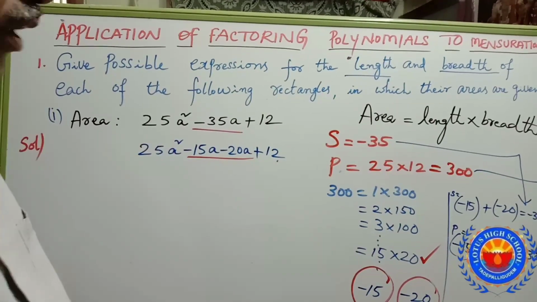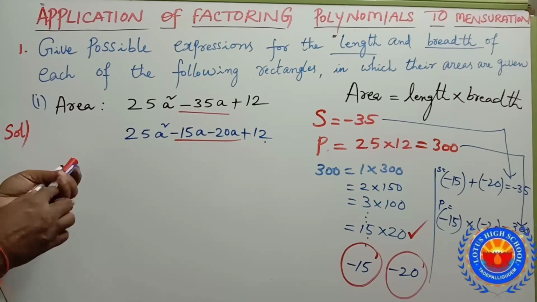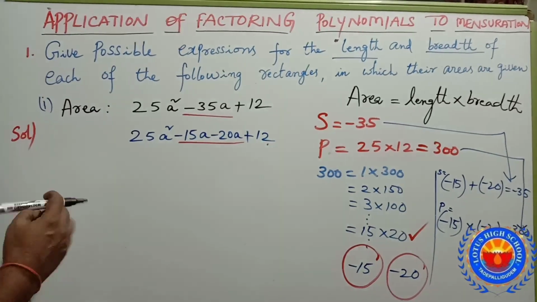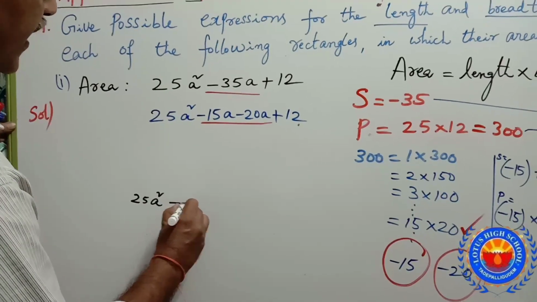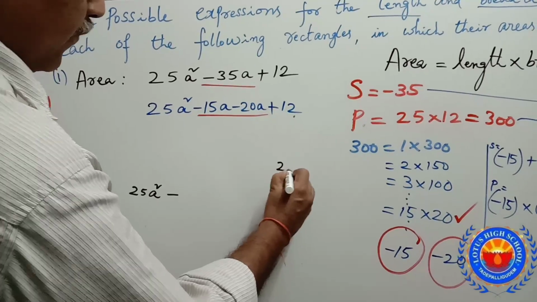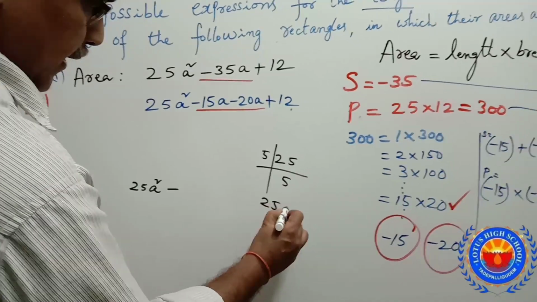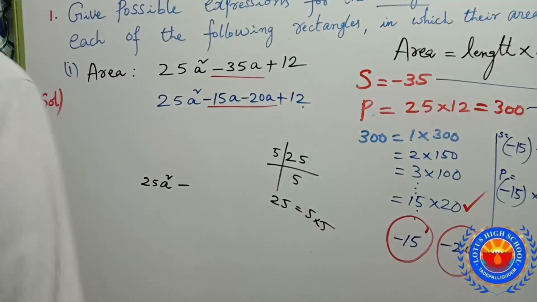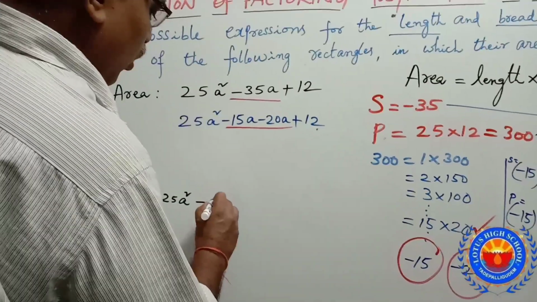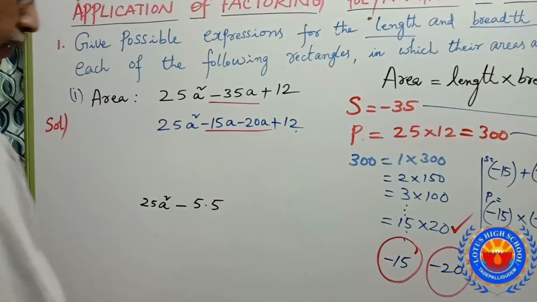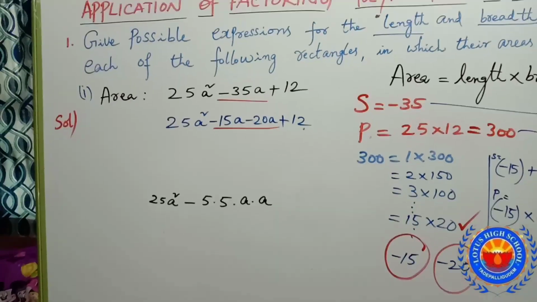You know very well, in many sums we did this factorization by using splitting the middle term. So now, common factors. First of all, 25a square is nothing but 25. Go for factorization, 5 table. 25 is nothing but 5 into 5, prime factorization. A square is nothing but a into a.